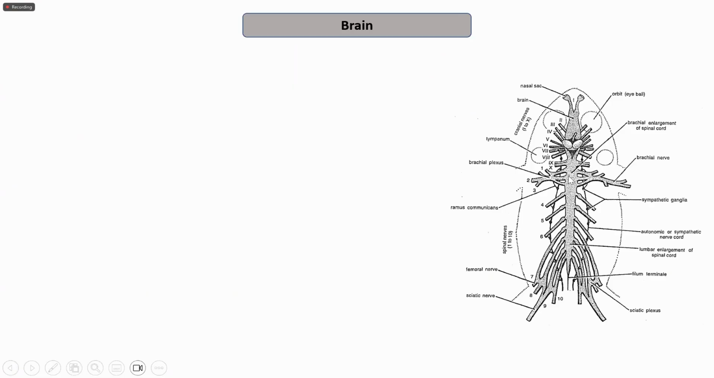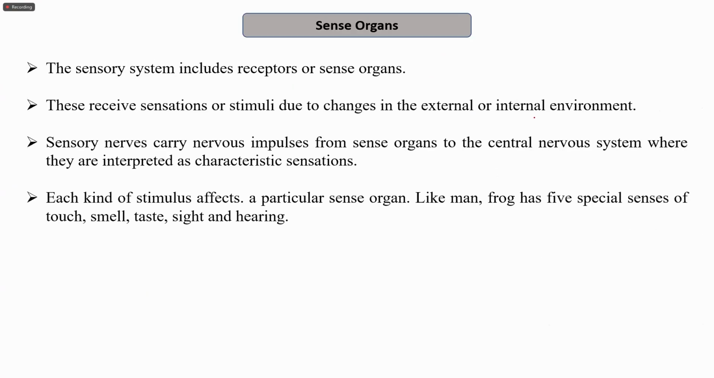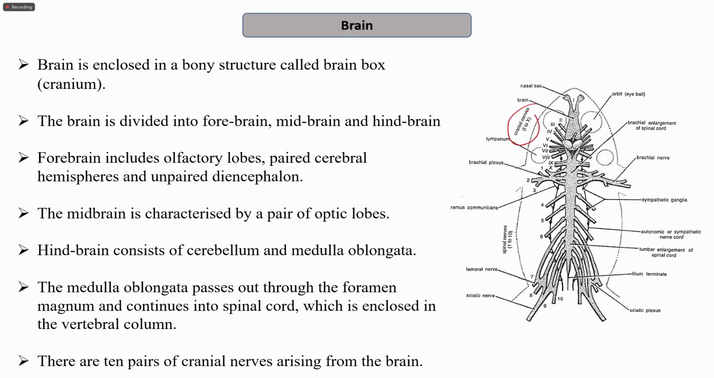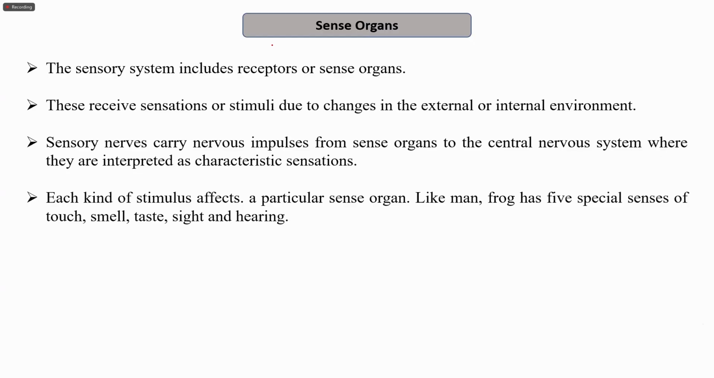So the number may be asked about the number of cranial and the spinal nerves. So there are 10 pairs of the cranial nerves and there are 10 pairs of the spinal nerves. Now we will talk about the sense organs.